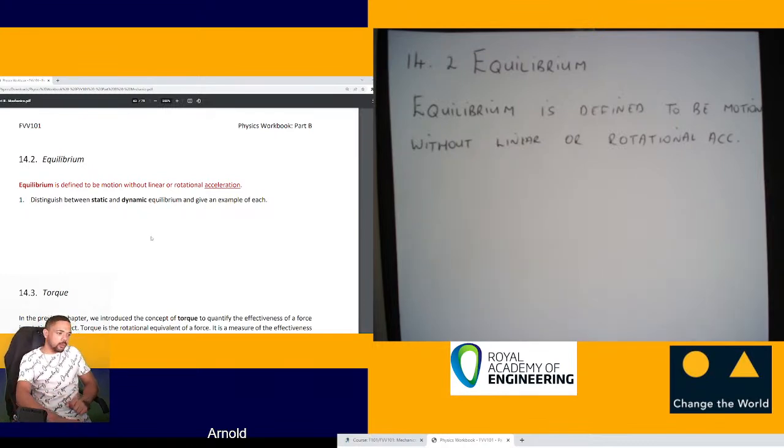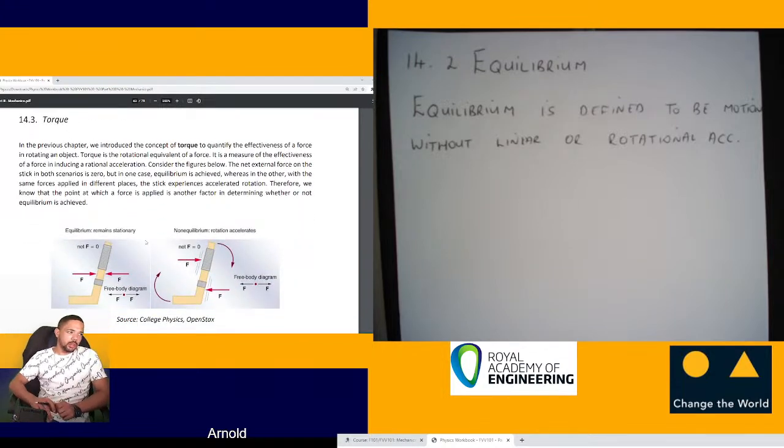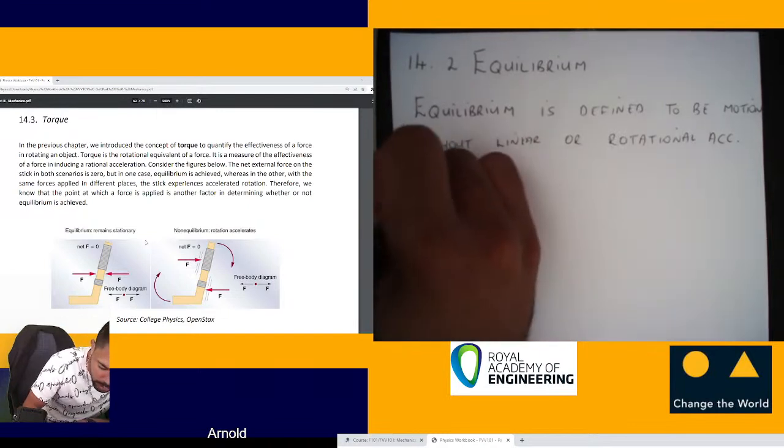Okay, moving on to today's topic, torque. In this introduction here, they say in the previous chapter we introduced the concept of torque to quantify the effectiveness of a force in rotating an object. So torque is the rotational equivalent of a force. Please, that is very important there.